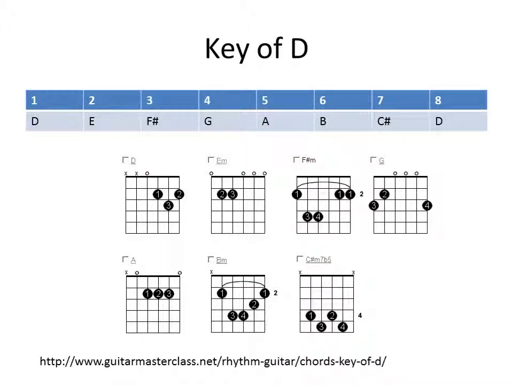Key of D, another good set of chord shapes, because you've got the D, which is open, the E minor is open, the G, and the A.